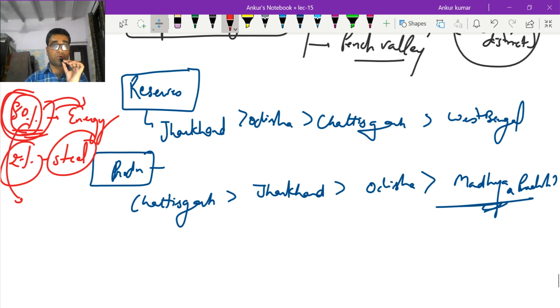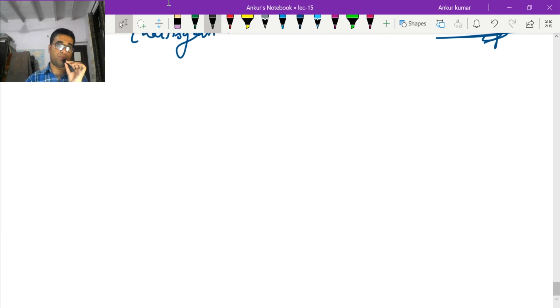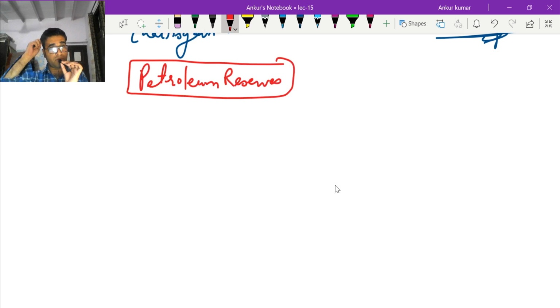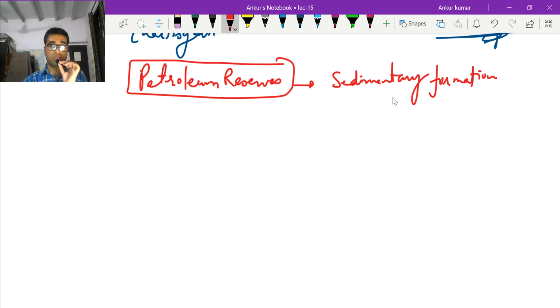Now the two important other minerals that we are left with are natural gas and the petroleum reserves. So first we will do the petroleum reserves. And the important information about the petroleum reserve that you have to remember is that the petroleum reserves are found in the sedimentary formation. And these sedimentary formations must be in folded formation, in folded strata.